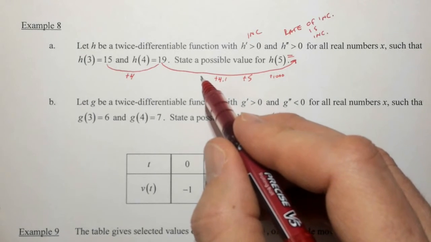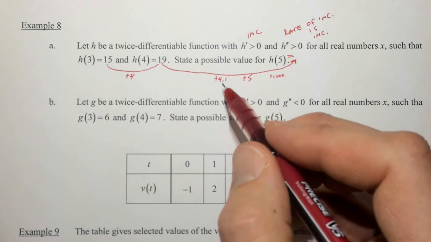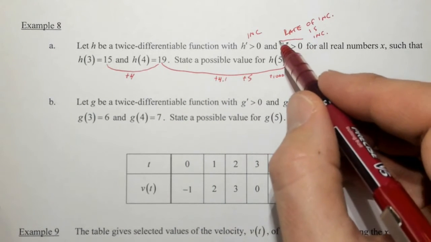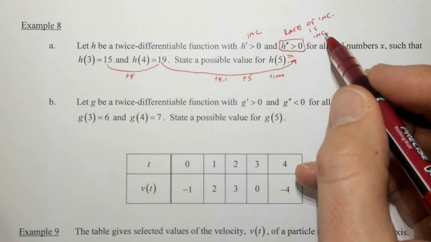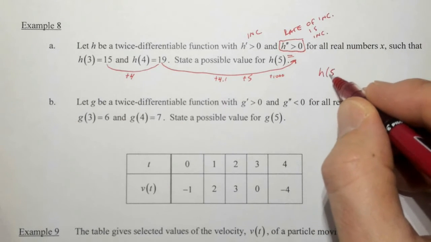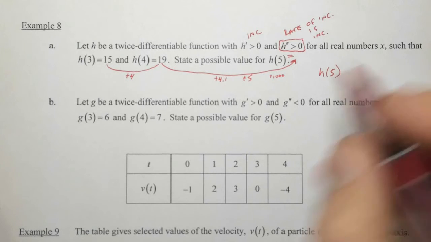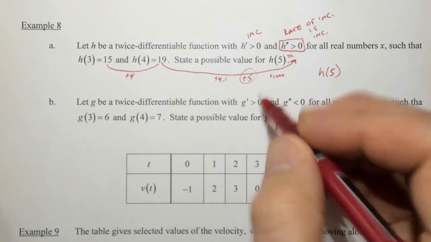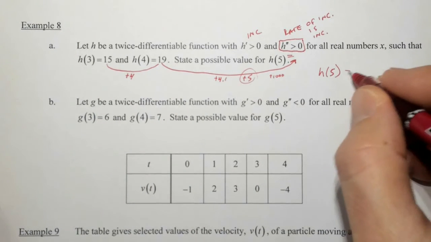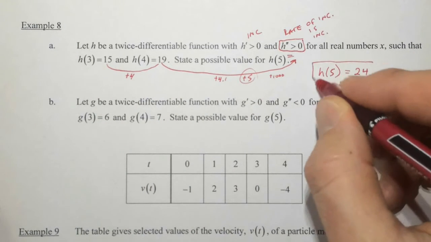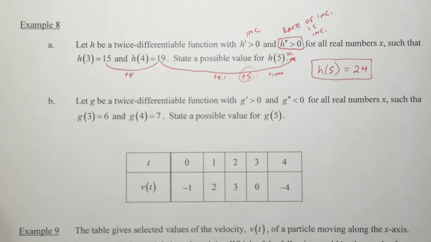If you had increased by 4 or less, that would be incorrect, because this tells us right here the rate that we're increasing must increase. So h of 5, probably the most common answer, would be if we would just add 5 units this time. We were already at a value of 19, so we add 5 to that. So one possible answer for h of 5 would be 24.